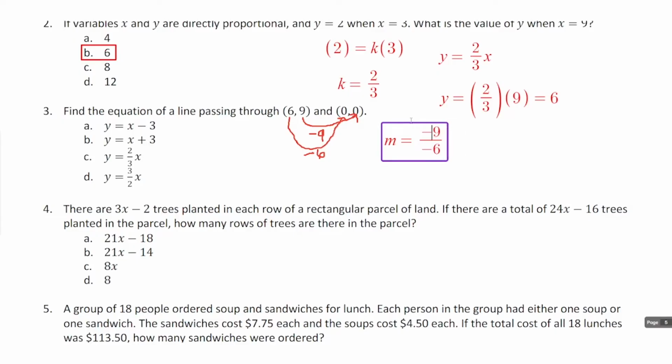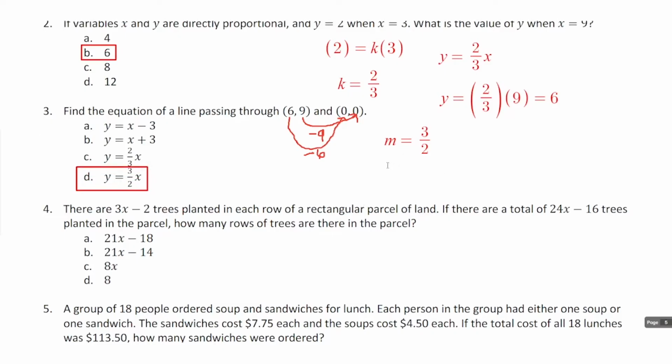We can clearly reduce this. A negative divided by a negative is a positive, so we can get rid of those negatives. And then if we divide both the numerator and the denominator by 3, we're going to get 3/2. So our slope is 3/2. That pretty much gives us our answer here because there's only one equation that has a slope of 3/2.